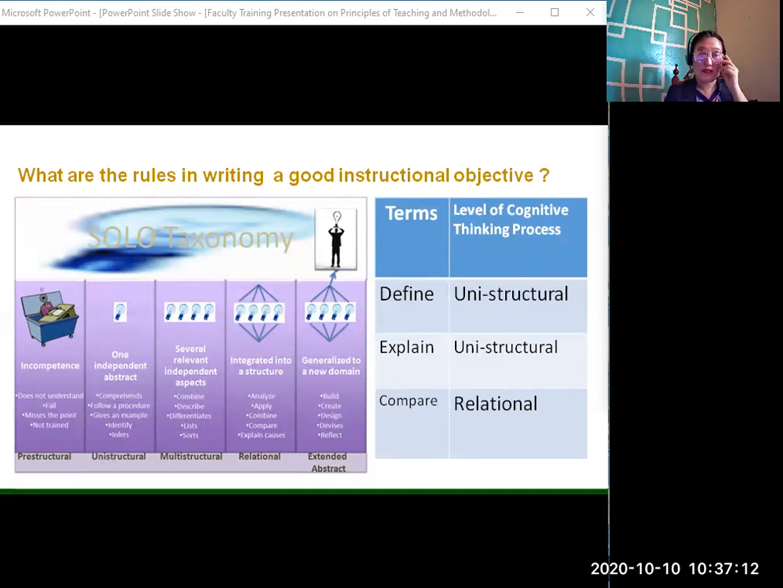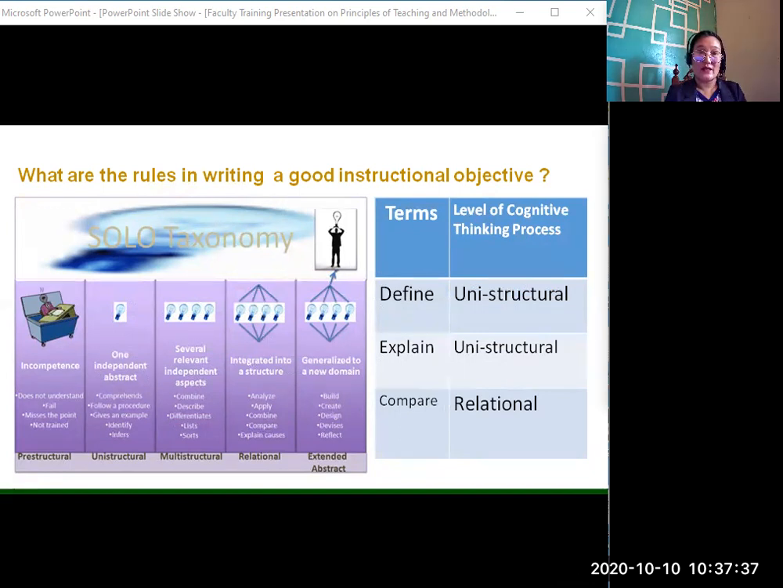And we have the next level, the multi-structural, wherein it uses several relevant independent aspects. They will be able to combine, describe, differentiate, list, sort, clarify, and classify the relevant independent examples.